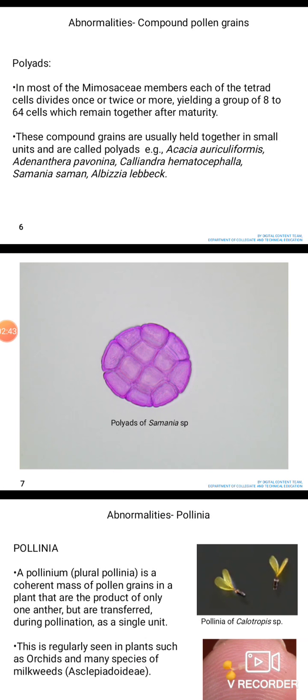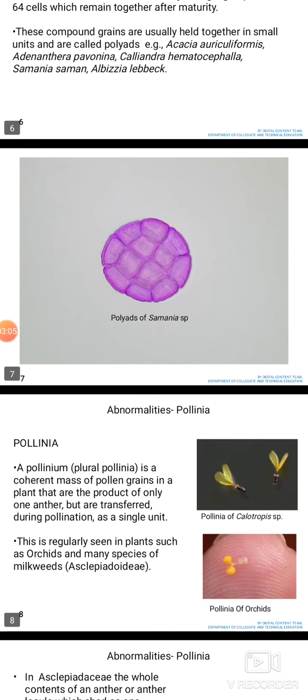Coming to the second type of abnormality, that is pollinia. A pollinium is a coherent mass of pollen grains in a plant that are the product of only one anther but are transferred during pollination as a single unit. This is regularly seen in plants such as orchids and many species of milkweed.